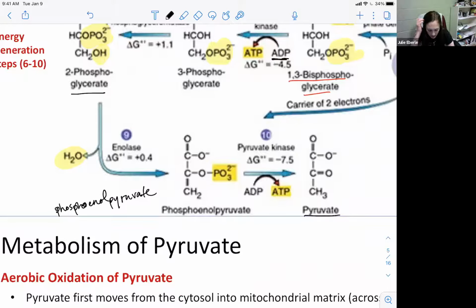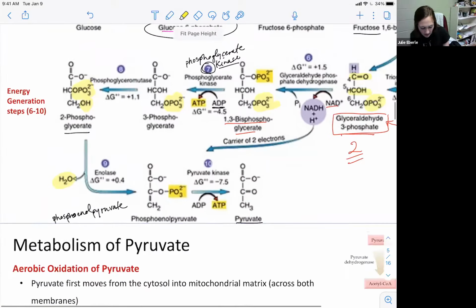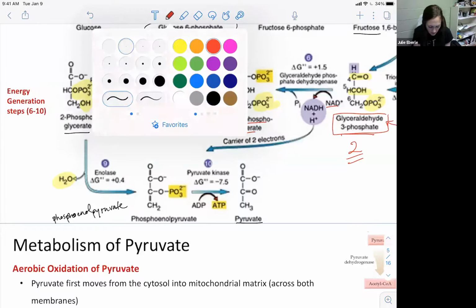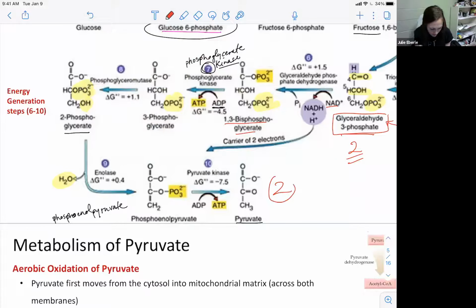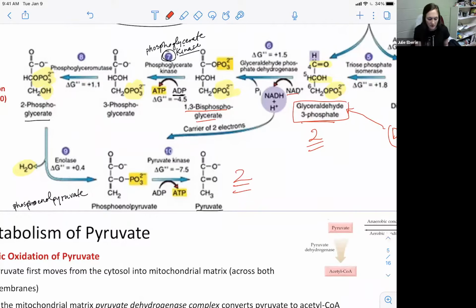Sorry, this keeps moving. In the conversion from phosphoenolpyruvate to pyruvate, we're going to again make ATP. So we're going to take this phosphate group. You can see this ADP molecule is converted to ATP here. And that's the second generation of ATP. So on step 7 and step 10, we get an ATP back. Our final product is pyruvate. Ultimately, remember, we get 2 of these, because we have 2 glyceraldehyde 3-phosphate that run through these steps, okay?